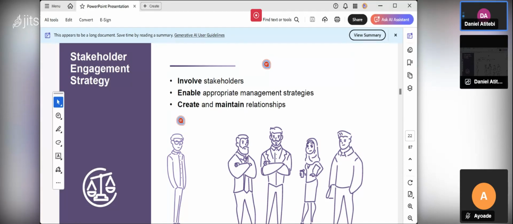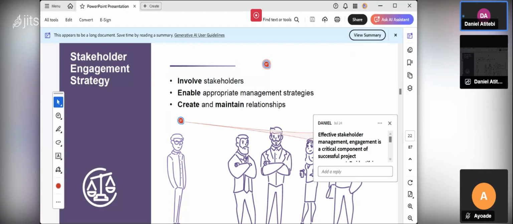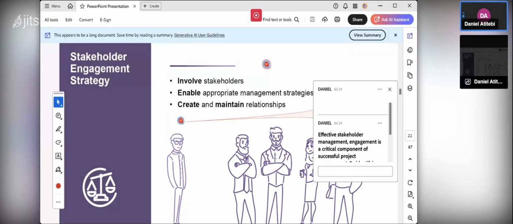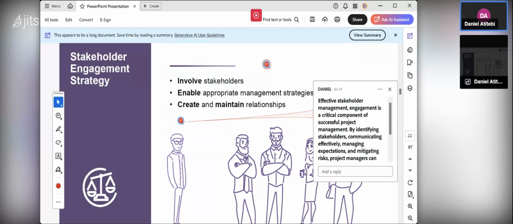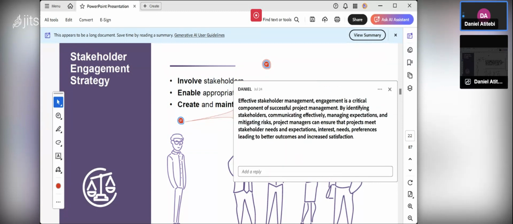This is very important for people who would like to do project work. You say, what are the stakeholder engagement strategies? The exam will not ask you what the engagement strategy is, but what it means. Is it that effective stakeholder management involves what? Engagement, because we know that engagement is very critical.